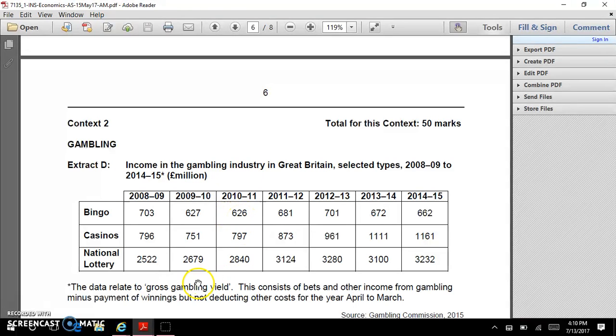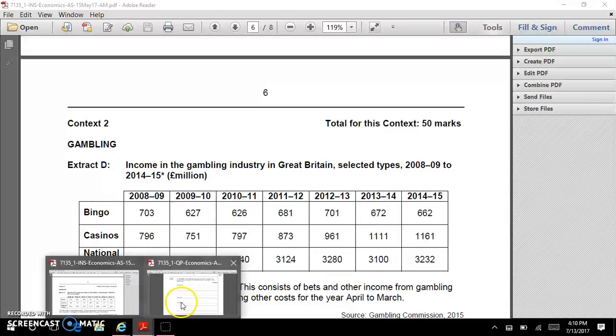National lottery was at its lowest in 2008, 2009 at 2,522 million pounds. So make sure you get it. So data set, year, value. Get all those in, and you can't fail to get 4 marks.